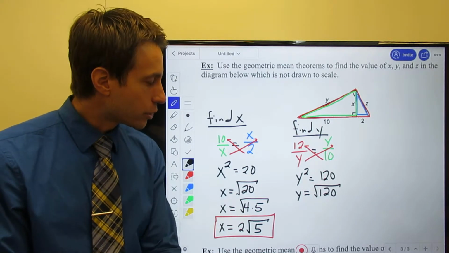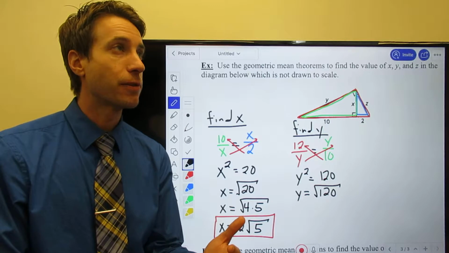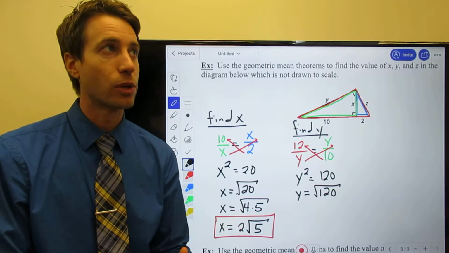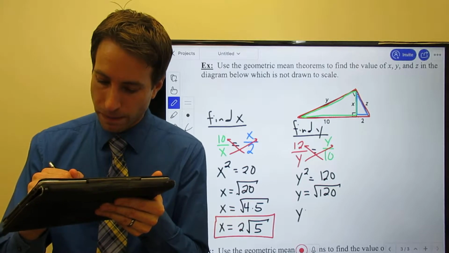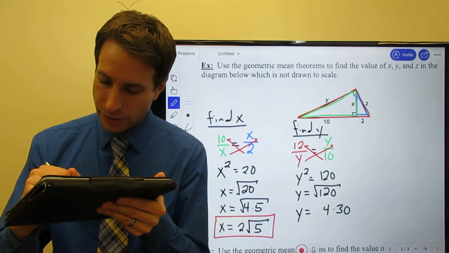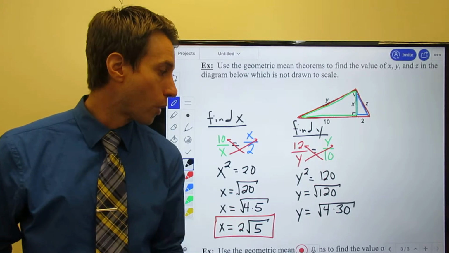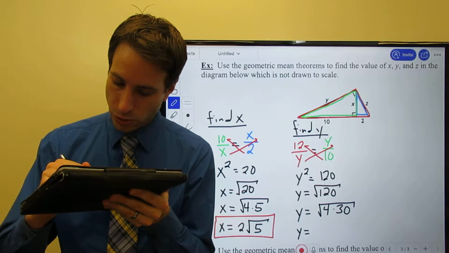Let's see, 120, perfect square that goes into 120. Again, please feel free to use a calculator. You'll just divide 120 by perfect squares. I believe the largest perfect square is 4. So 120 is 4 times 30. The square root of 4 is 2. So I'll have y equals 2.